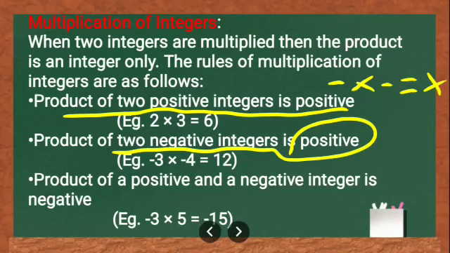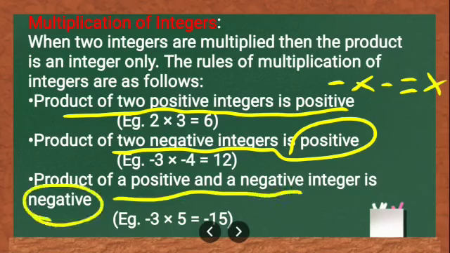Okay, and the third type is the product of a positive and a negative integer is always negative. This also I told you, positive multiplied by negative is equal to negative. So if you multiply any two numbers with different signs, then the answer will be the negative integer. Okay, so that's all with multiplication.